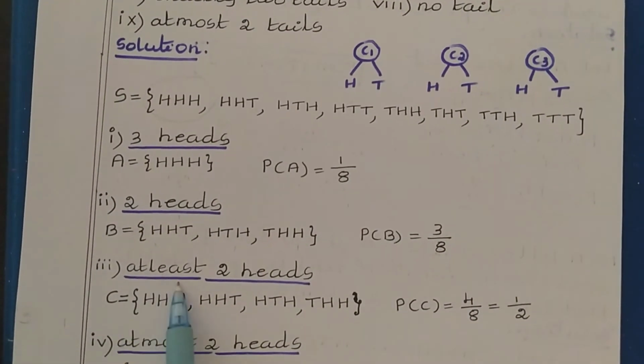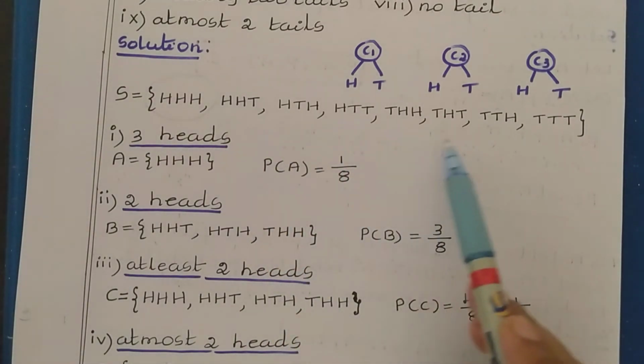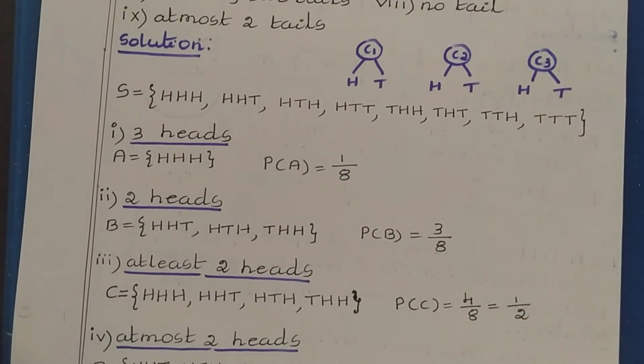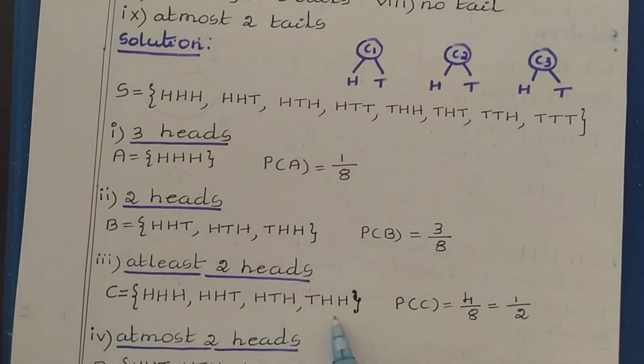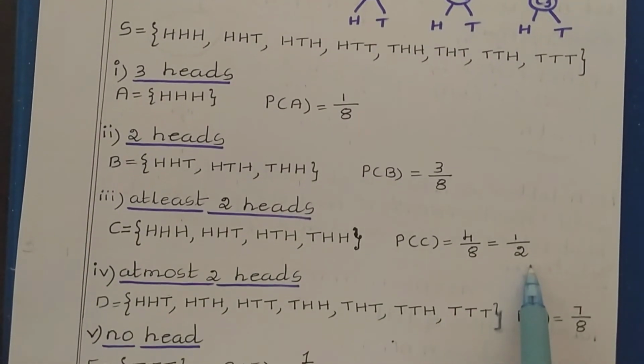Next, probability of getting at least 2 heads. At least means minimum it has to contain 2. Maximum it may have even 3 also. But minimum it should contain 2. So such outcomes we can have: HHH, then HHT, HTH and THH. So with this condition we can have 4 possibilities. So the probability of C is 4 by 8. It gives the answer 1 by 2.